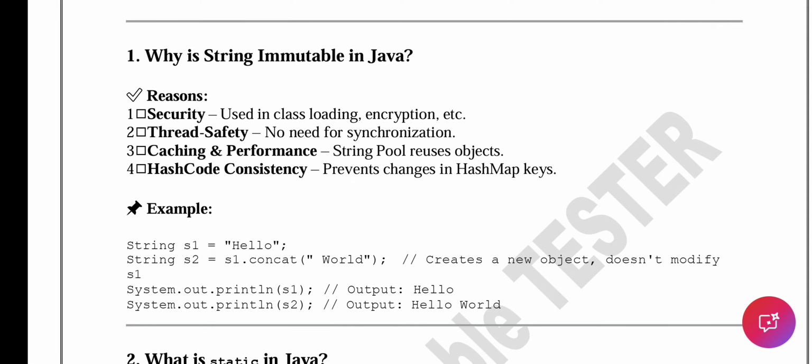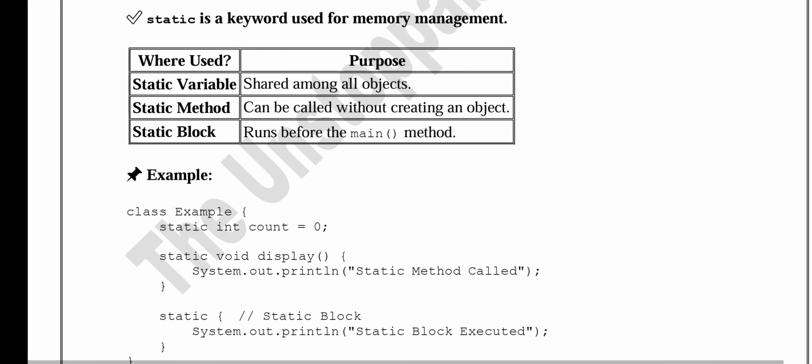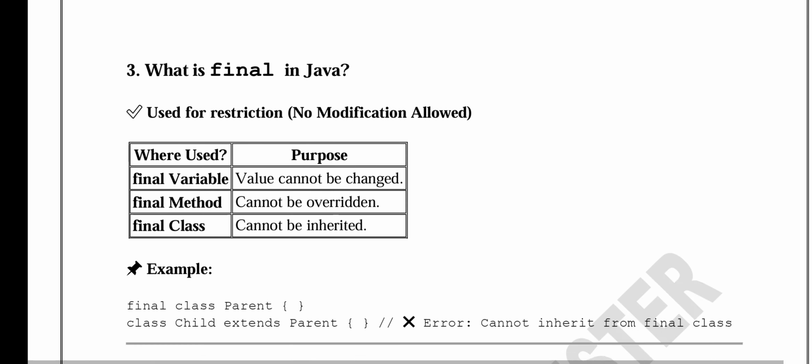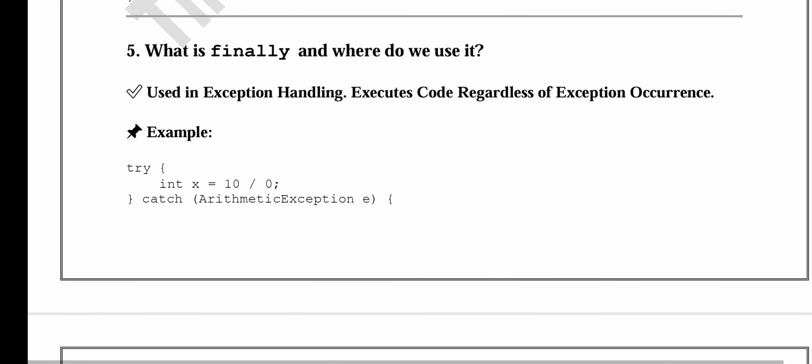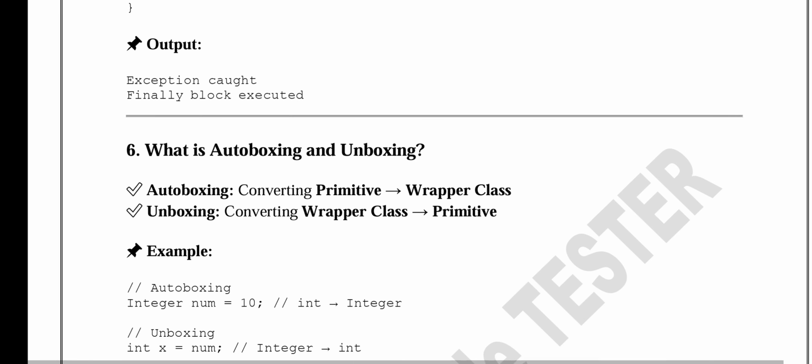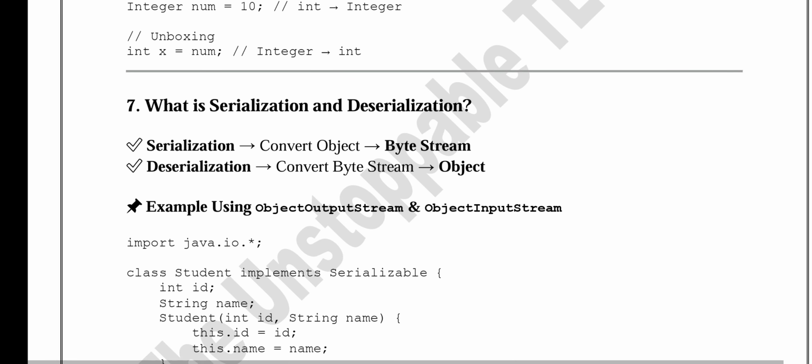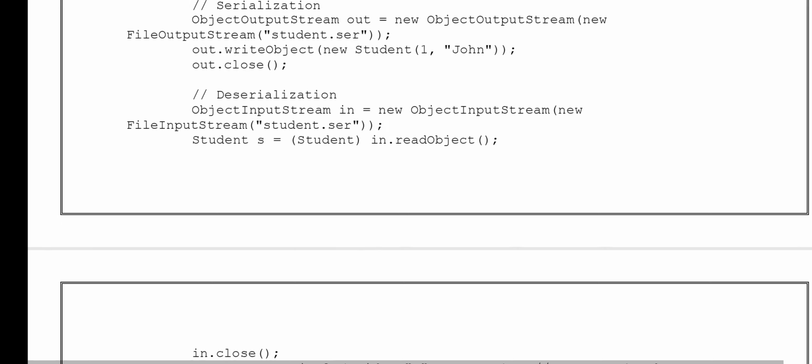Okay, why string is immutable in Java? What is a static in Java? What is final in Java? What is this in Java? What is finally and where do we use it? What is autoboxing and unboxing? What is serialization and deserialization?